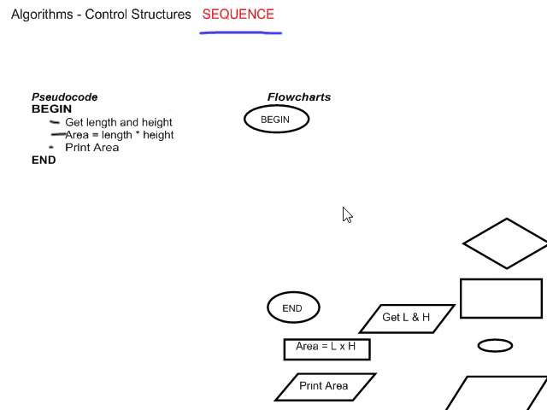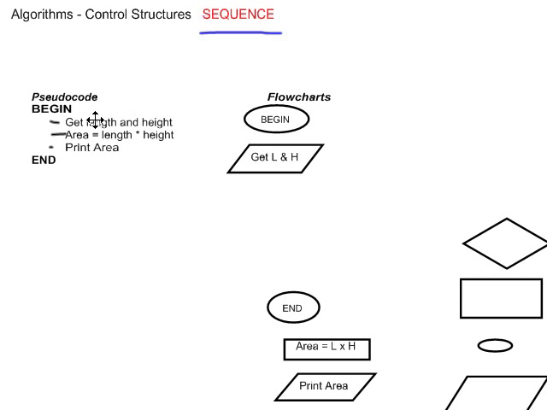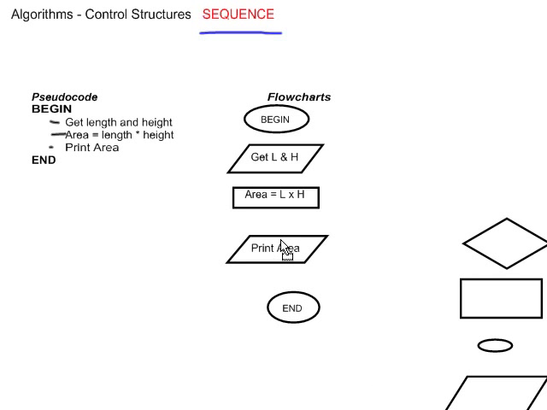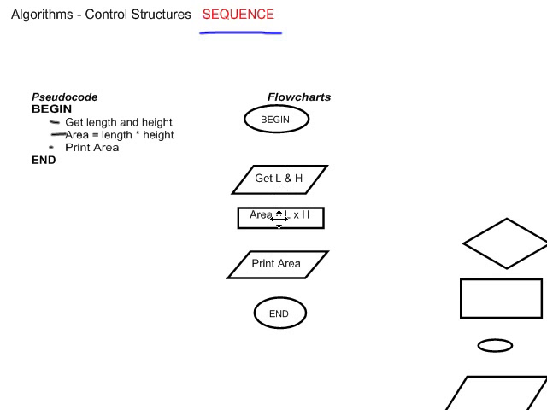And we're going to have a get. Now get is the parallelogram. So we have a parallelogram. We're saying get the length and height. Then we're going to have a calculation, which is a process. So we have a process: area is equal to the length times the height. And the last thing we're going to do is print the area, and here's another output. So what we have now is these three steps of get, calculate, and display or print.